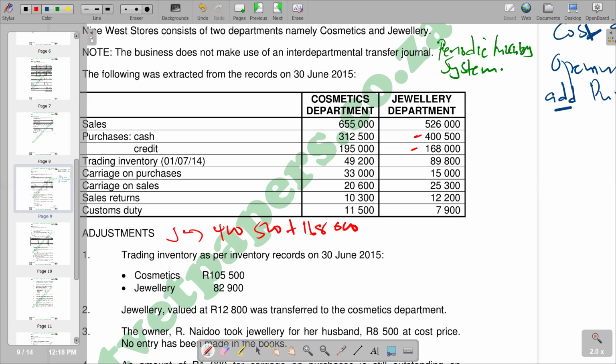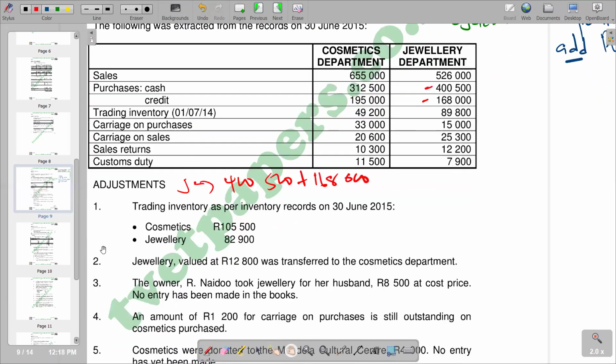Then we look for adjustments now. We know that we've got item 2. Here we say jewelry valued at 12,800 was transferred to the cosmetics department. So it was coming from jewelry, so it's a subtraction to the jewelry. So here it's minus 12,800.